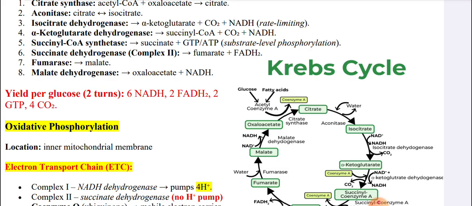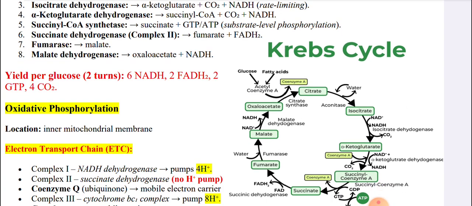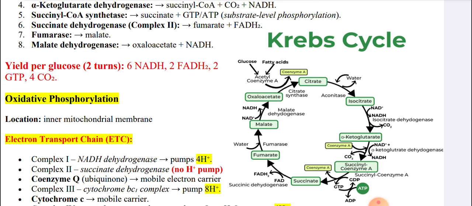Exactly. The remaining steps do that, but there is one more small, direct energy capture in the cycle. Ah, right. A bit like the substrate-level phosphorylation in glycolysis. Very similar concept. In step 5, an enzyme called succinyl-CoA synthetase breaks a high-energy bond in its substrate and uses that energy to make 1 molecule of GTP, guanosine triphosphate. GTP, is that the same as ATP? Functionally, yes. GTP can be very easily converted into ATP by the cell. So it counts as 1 ATP equivalent produced directly within the cycle. It's the only one.